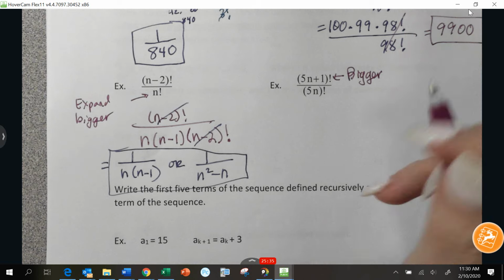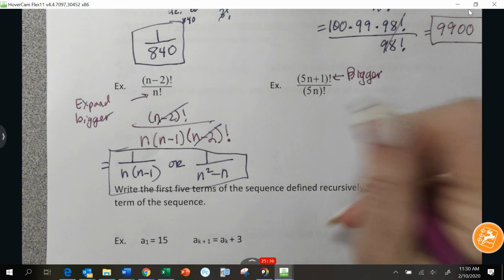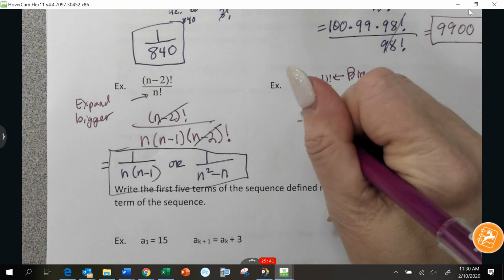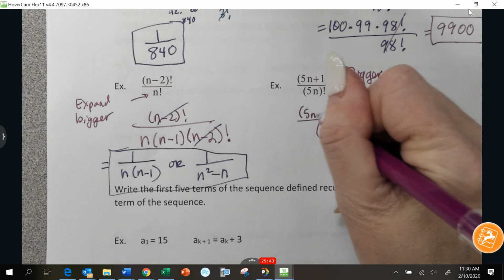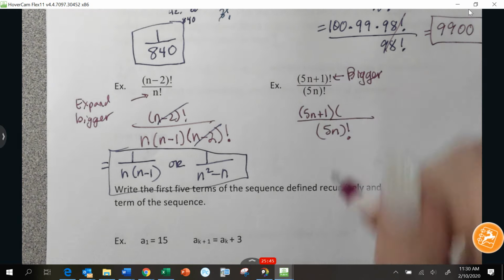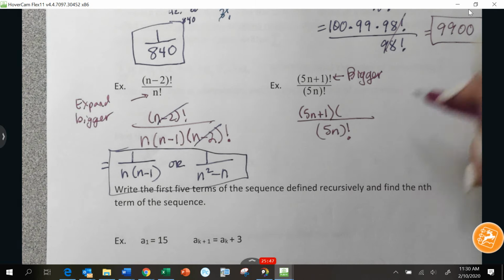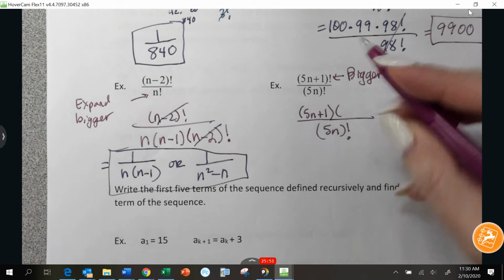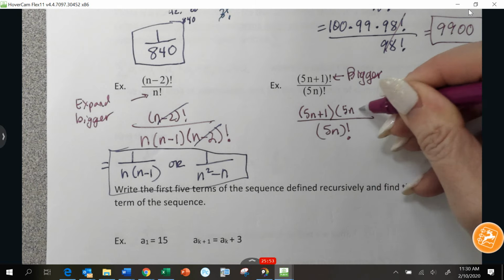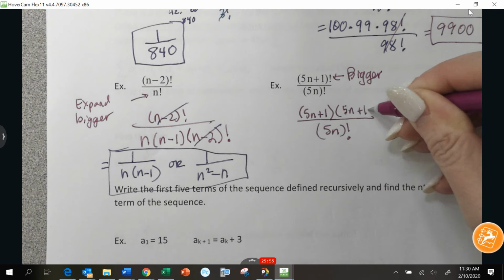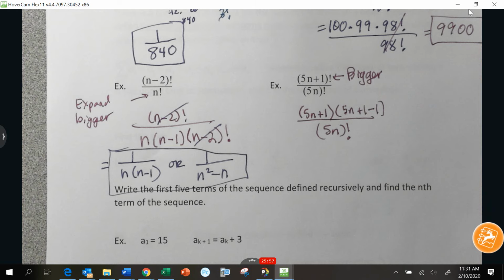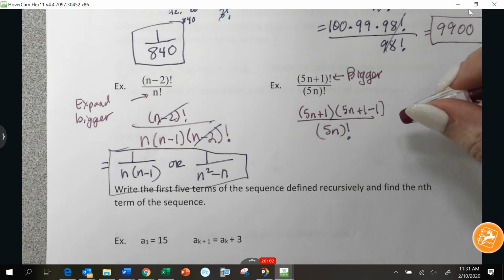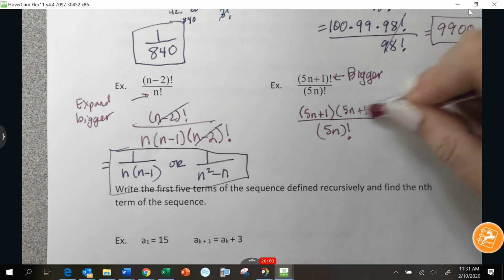So if we're going to expand 5n plus 1, then I'm going to have 5n plus 1 first. My next one is going to be 1 less than 5n plus 1. So 5n plus 1 minus 1, which is what, though? Hold on, that's just 5n. Okay.